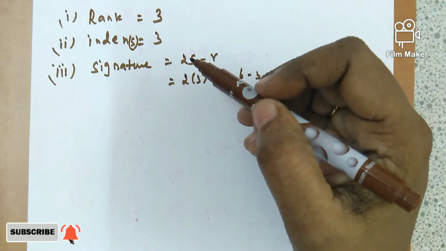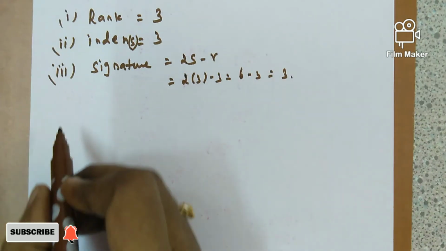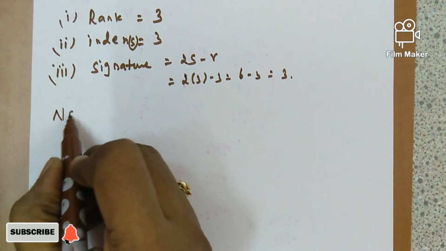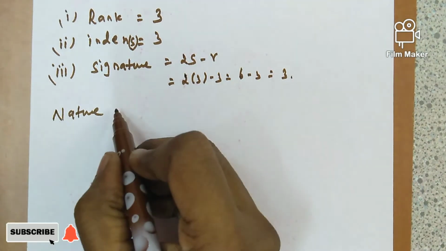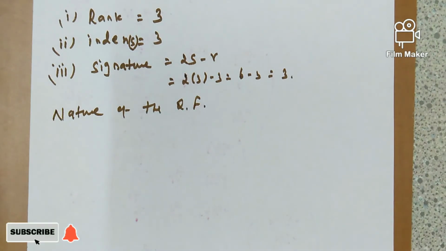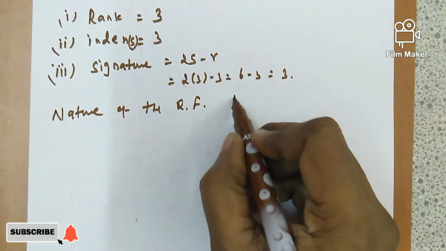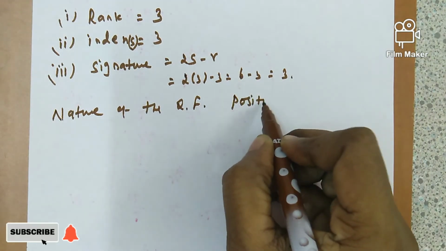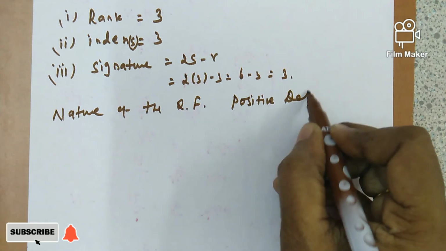Then the last one is the nature of the quadratic form. The nature of the quadratic form depends upon the eigenvalues. So here all the eigenvalues are positive. So what about the nature? All the eigenvalues are positive means the nature is positive definite. Therefore the nature of the quadratic form is positive definite.